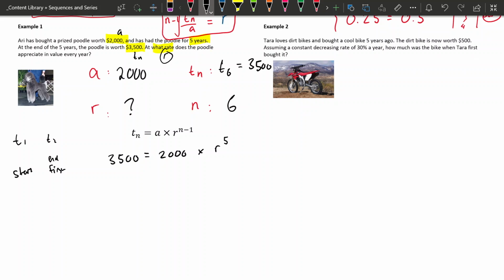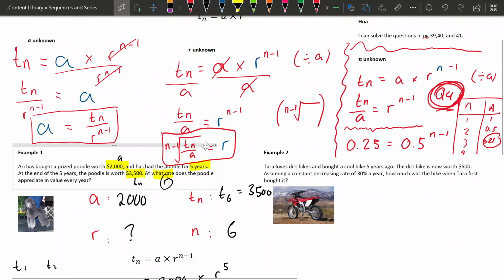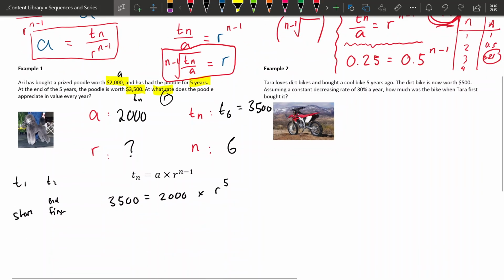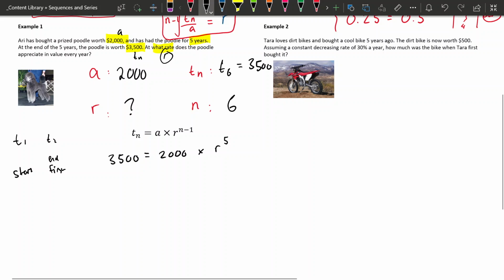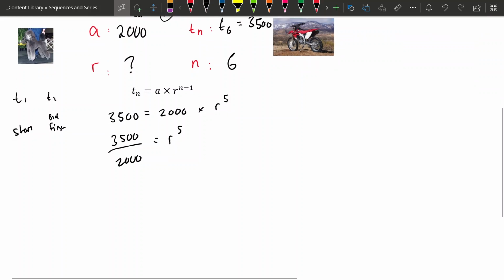So as above, I can just chuck this formula in, but if the steps aren't so bad, it's worth doing it yourself. 3,500 divided by 2,000, by dividing 2,000 on both sides, equals R^5. And here's what I mean by the n minus 1th root. It's really not too bad. We want to find what R is. And there's this annoying 5th in the way. So how do you tell it to bugger off? Use 5th root, both sides.